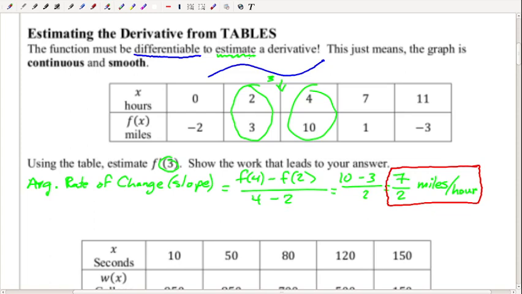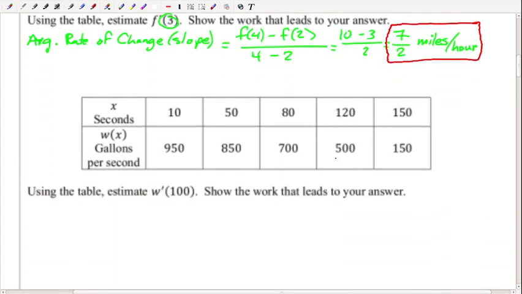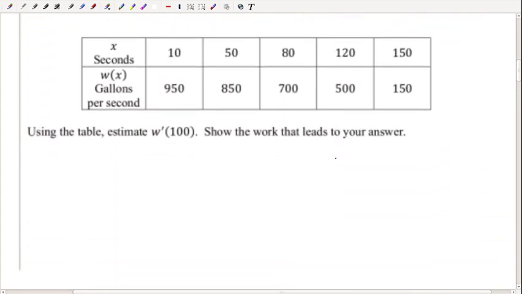So again, if you want to estimate the derivative, then find the average rate of change or the slope between the points on either side of where my actual value would be. So this isn't the exact derivative, but it's an estimate. One more example before I set you loose. I have here x in seconds, w of x is in gallons per second, and I want to use the table to estimate w prime of 100. So maybe you want to pause your video now and do this one on your own and then see how it goes when you come back.